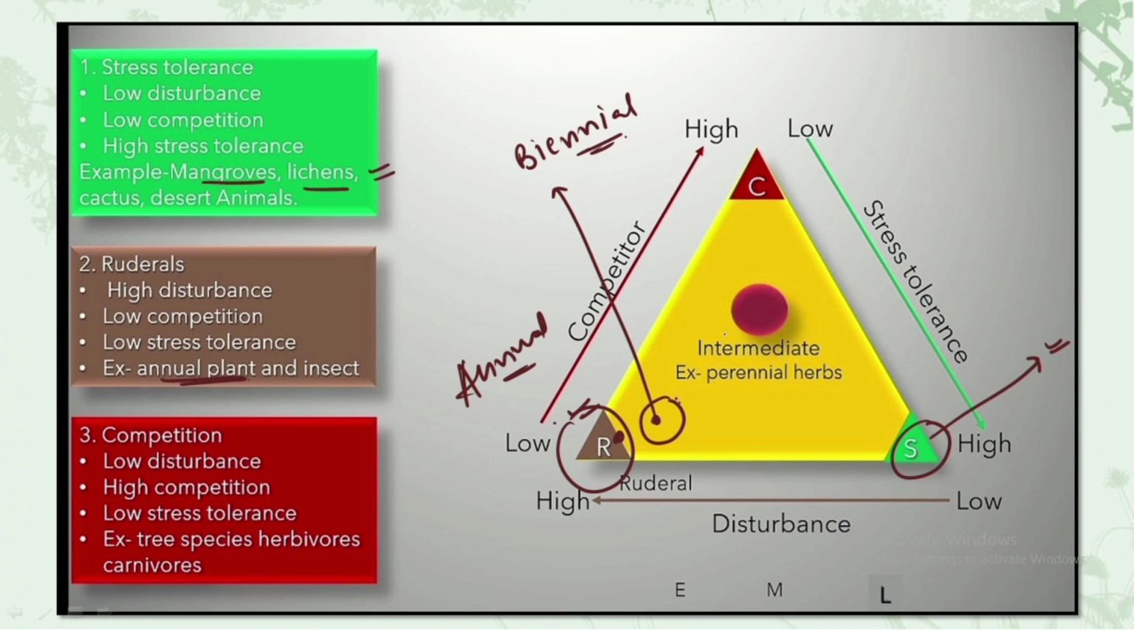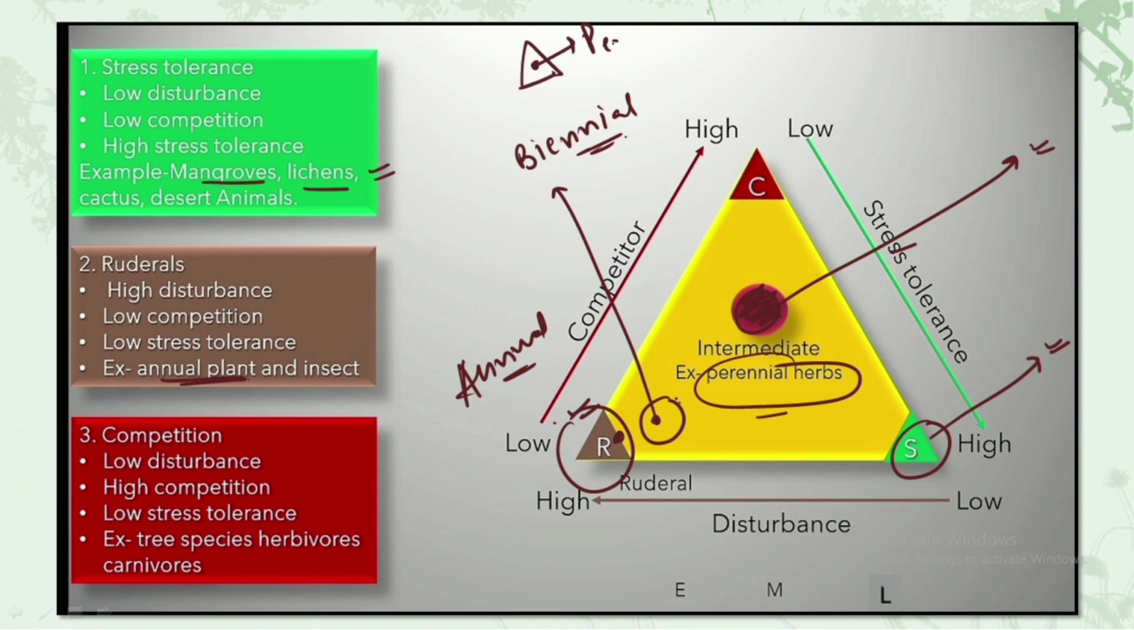The third thing you have to remember is we have some intermediate species also present, and the common examples are the perennial herbs. So perennial herb species are the ones that could survive in an area of intermediate competition, intermediate stress tolerance, and also they could grow intermediately over the waste areas.